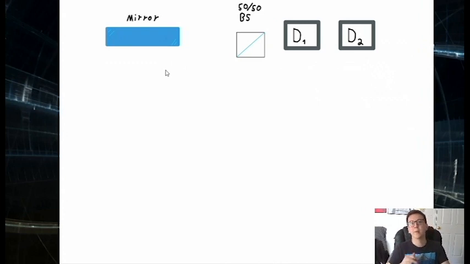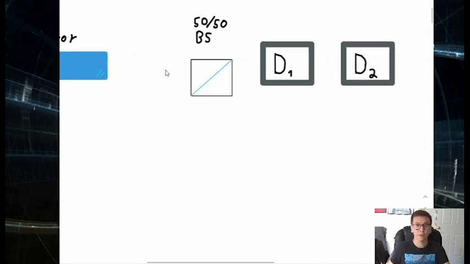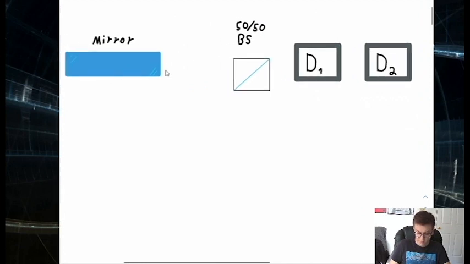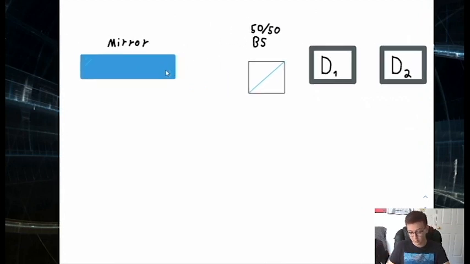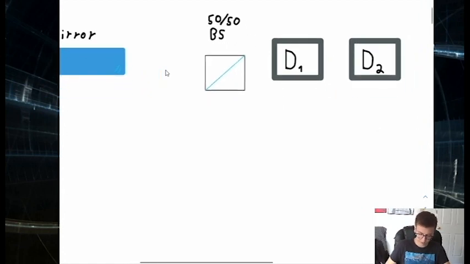For this experimental setup, we only need three components. We need mirrors, we need 50-50 beam splitters, and two detectors. Mirrors are pretty straightforward. If a photon comes in, it's going to be reflected at the same angle it came in with. If you're not familiar with beam splitters, I'm going to go ahead and give a simple explanation.